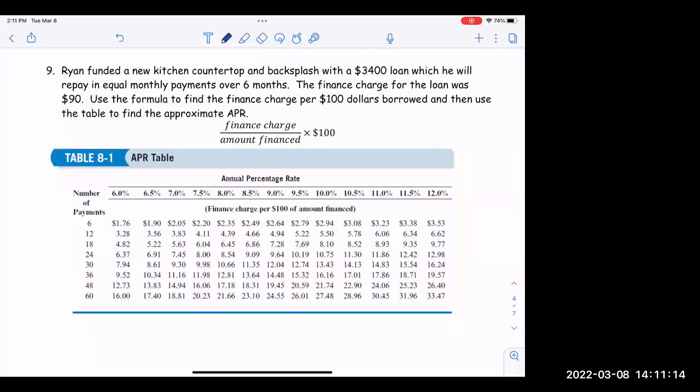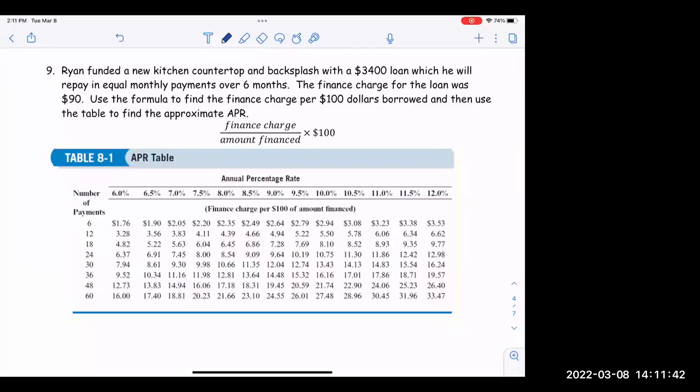Use the formula to find the finance charge per $100 borrowed, and then use the table to find the approximate APR. So the tables here are just meant to give you an idea of what APR would be typical for a situation like this. There's also online APR calculators. So if you're doing this in practice, you can usually do that, but we'll do it with the table just since that's what our book does and we want to practice that.